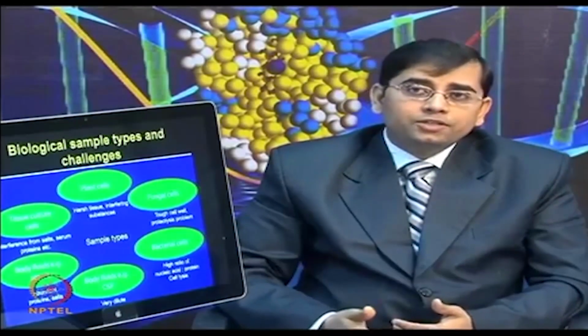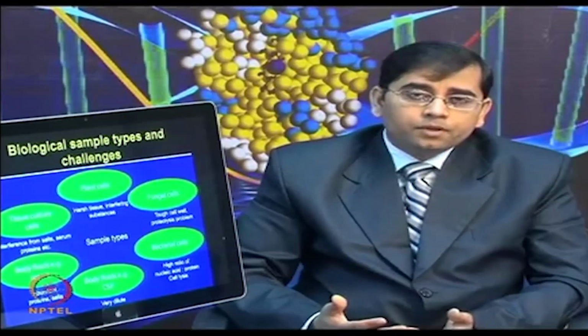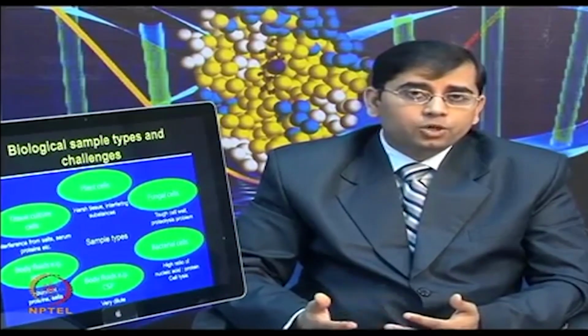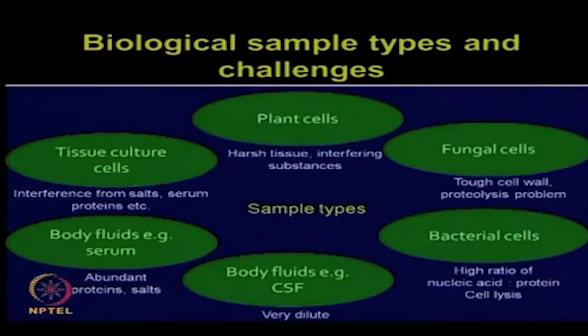So, if you are using tissue culture grown cells, you have to grow them in a medium which will be rich in different components including salt and serum proteins. So, one needs to get rid of those components if you want to perform a good sample preparation from the tissue culture cells. If you are interested in plant cells to extract the protein, those are very hard tissue and there are various interfering substances present there, phenolics and other salts. Now, you need to get rid of those interfering substances.